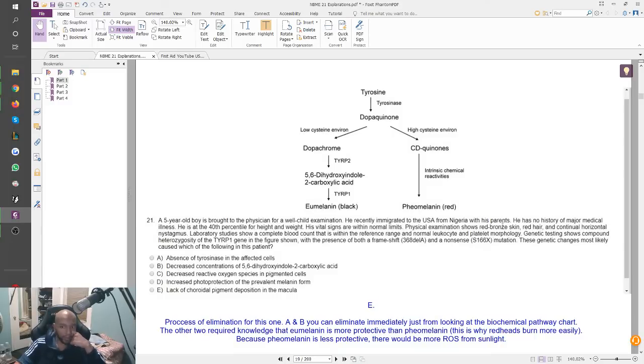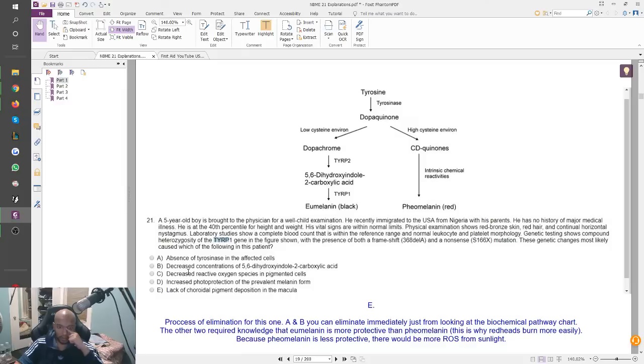Physical exam shows red bronze skin, red hair, and continual horizontal nystagmus, which is weird, right? Something's wrong neurologically. Lab studies show a complete blood count that is within reference range and normal leukocyte and platelet morphology. Genetic testing shows compound heterozygosity of the TYRP1 gene, right? In the figure shown with presence of both a frame shift and a nonsense mutation. Right, so TYRP1 is right here, and there's a frame shift mutation in it and a nonsense mutation in it, okay? These genetic changes most likely cause which of the following in this patient?